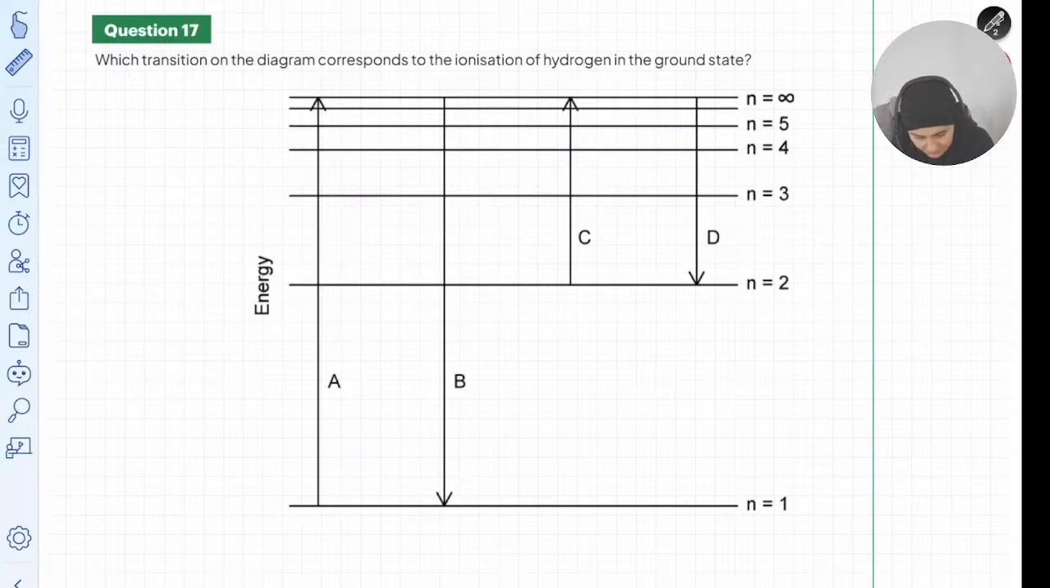So it must be to infinity, and ground state means that it's jumping from level 1 by definition. When an electron is in the lowest energy level, that's the ground state. So it's not C, not D, because here it's from level 2. Ionization is going from the ground state to infinity, so the electron is removed. So it is A. In B, an electron is added, so it's kind of like electron affinity. Okay, the answer is A for this one.